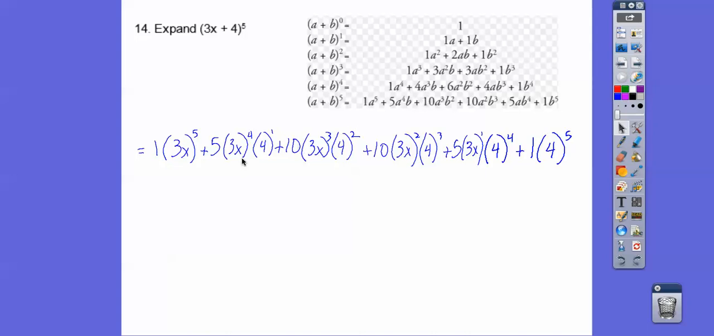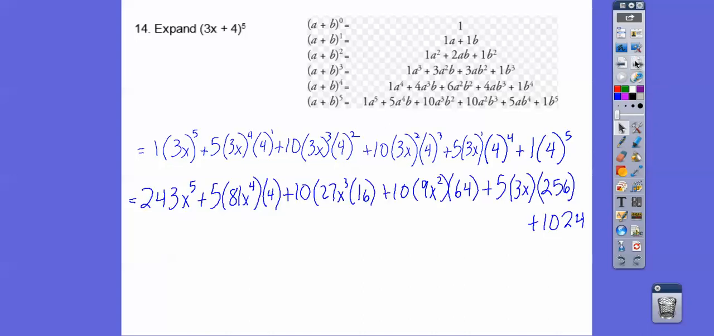Okay, all right, so now we got to do the exponent. So 3 to the 5th is 243, 3 to the 4th is 81, 3 to the 3rd is 27, and this is going to be 16. This is going to be 9 times 64, 4 to the 3rd, and then 4 to the 4th is 256, and then 4 to the 5th is 1024. So there we go right there.